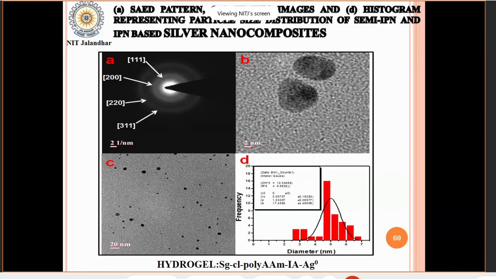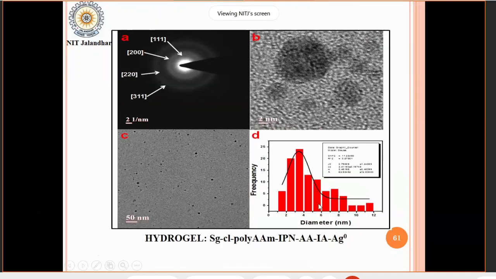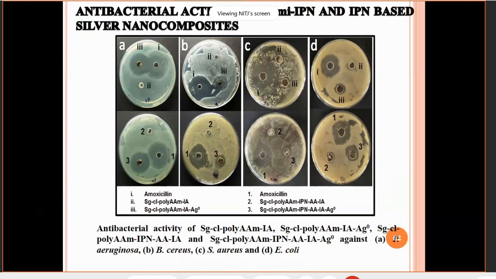And those materials which were prepared were characterized by using different types of techniques. We also studied the semi-IPN and IPN-based silver nanocomposites for antimicrobial activities against different bacterial strains. And the standard used here was amoxicillin. Amoxicillin was used as a standard, and we found that these silver nanocomposites showed very good activity in comparison to the simple semi-IPN and IPNs.